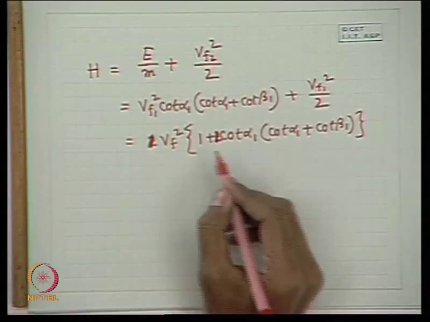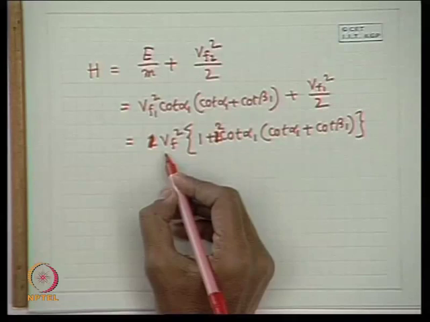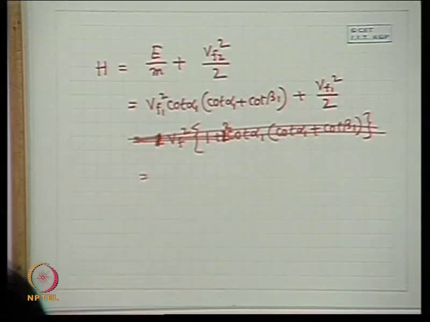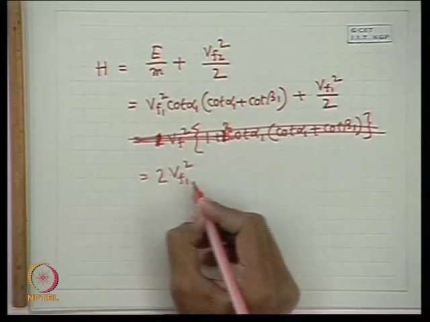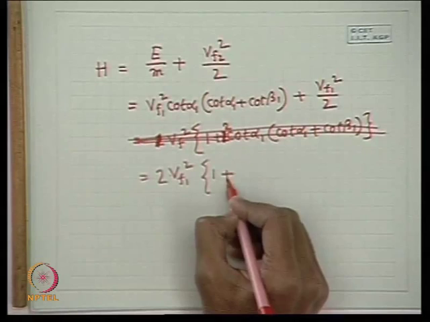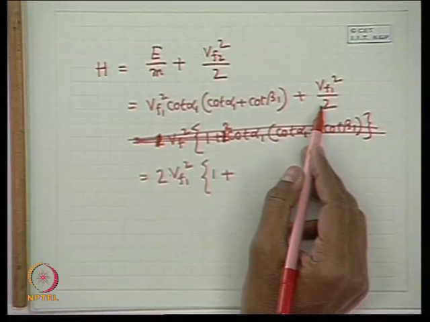Vf square divided by 2. That is okay, just divide by 2. Just let me write it. This is equal to 2 Vf1 square. Let us write this one. If you take Vf1 square as common, then what will happen? If we take 2 Vf1 square common, then 1 plus half plus. Why half plus?